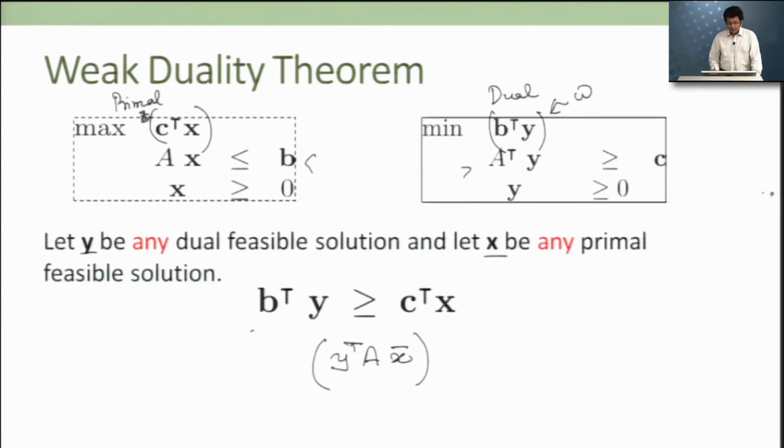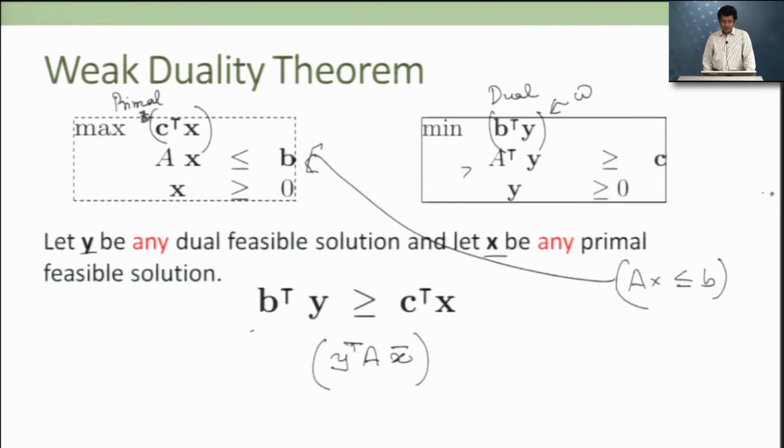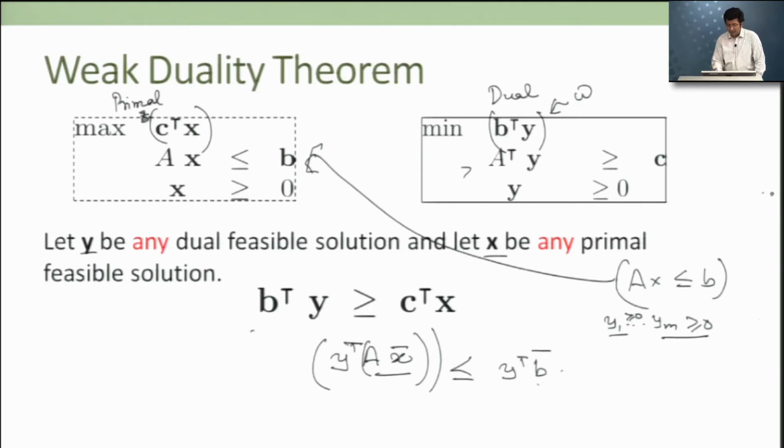So if I consider this y transpose Ax, what can I say about it? Well, on one side, we know that Ax is less than or equal to b. Why do we know that? Because x satisfies the constraints for the primal problem. So therefore, since every value in y is greater than or equal to 0, I can say that this is less than or equal to y transpose b, because Ax is less than or equal to b. Now, if some y's were negative, you cannot say less than.